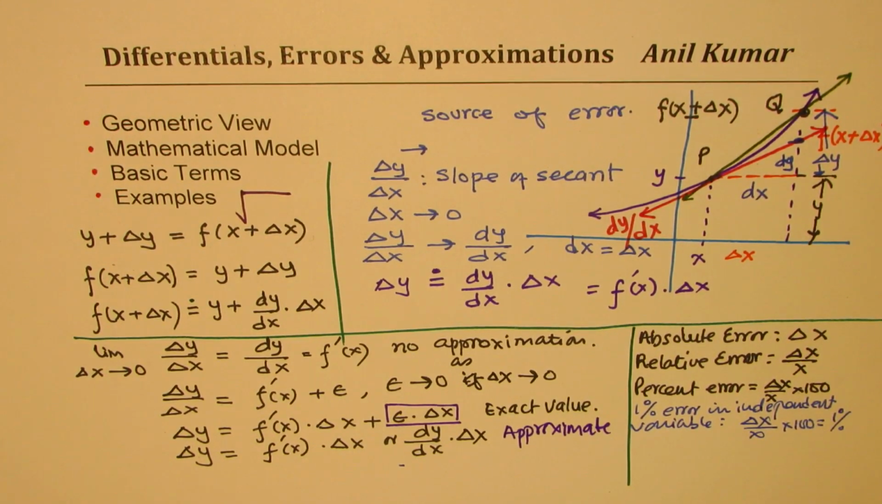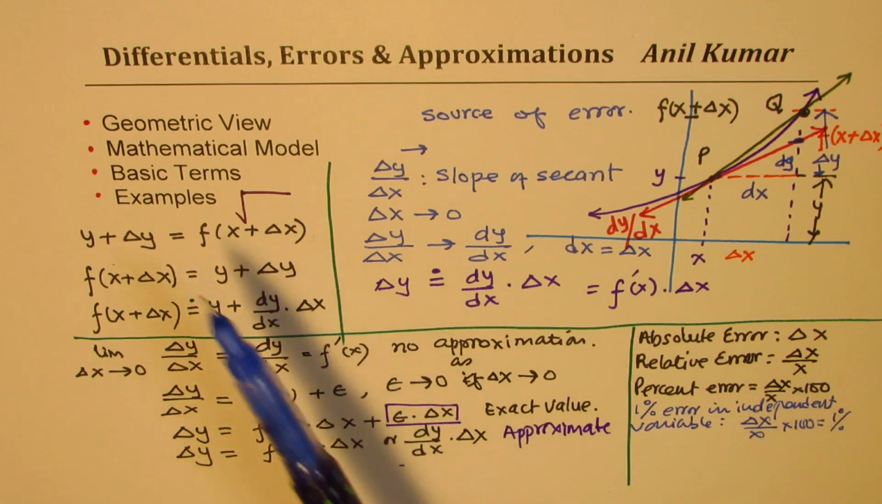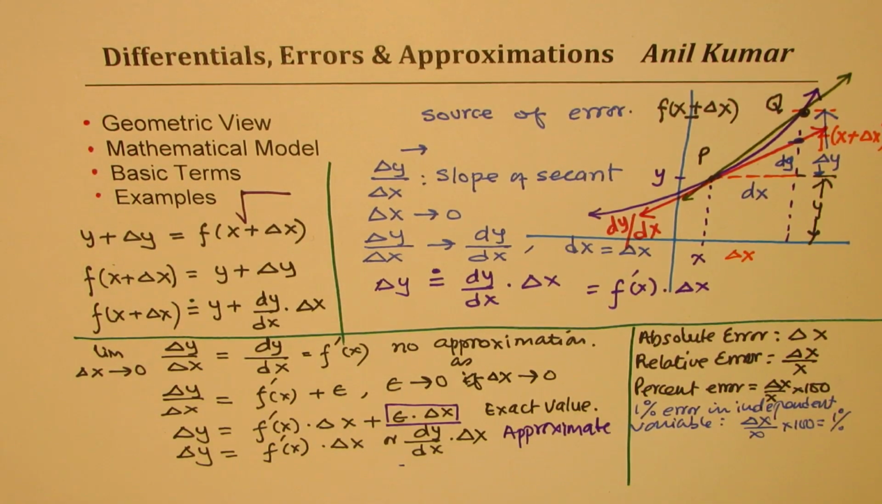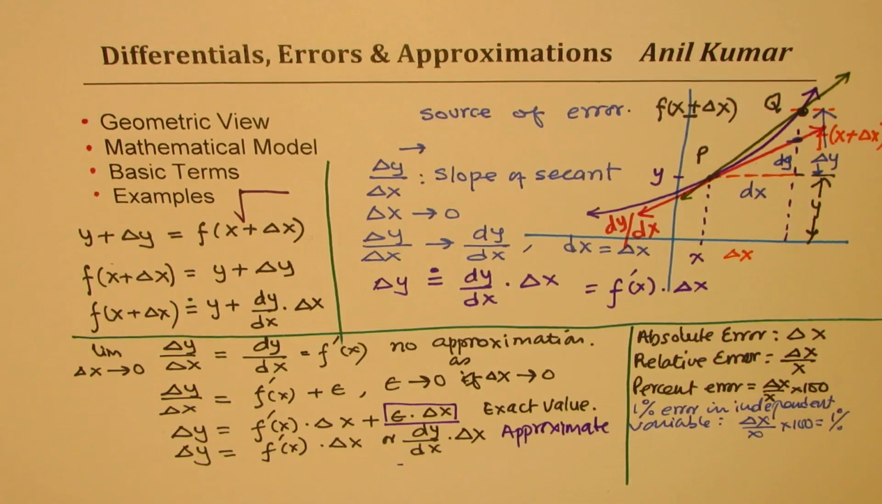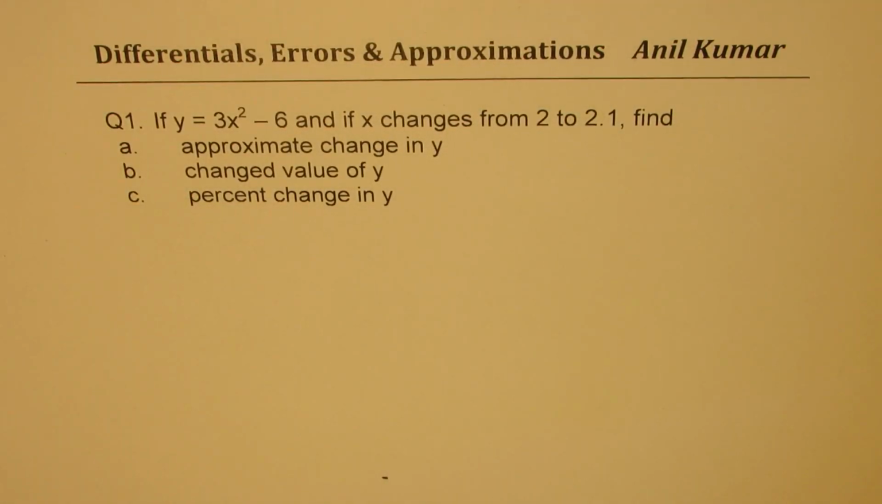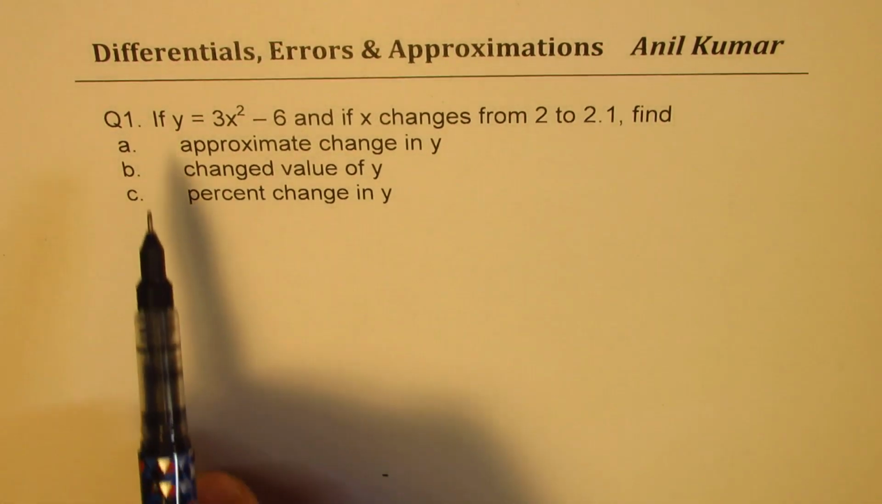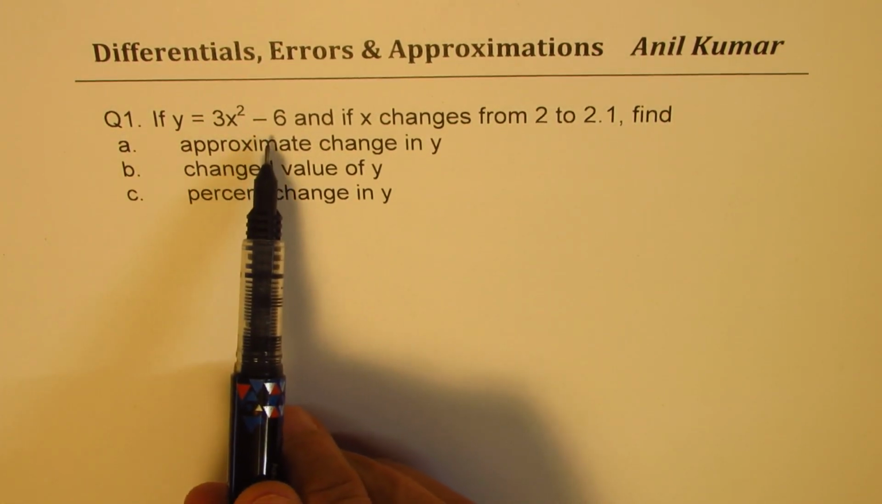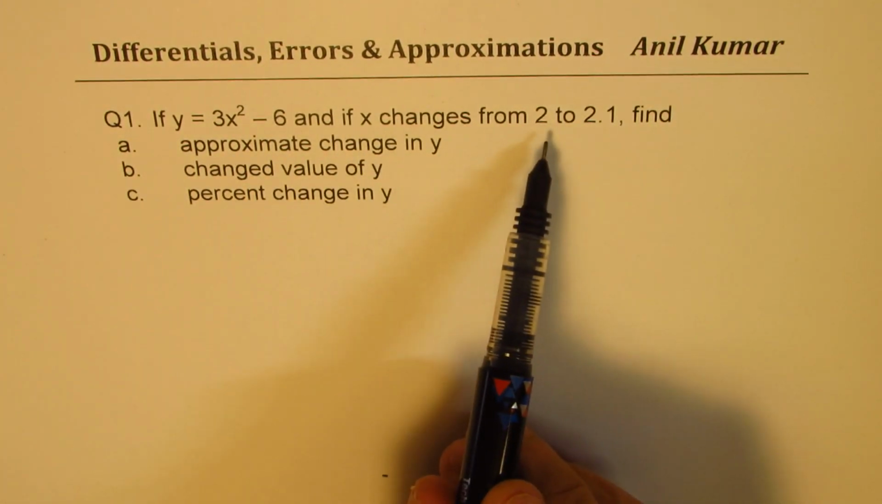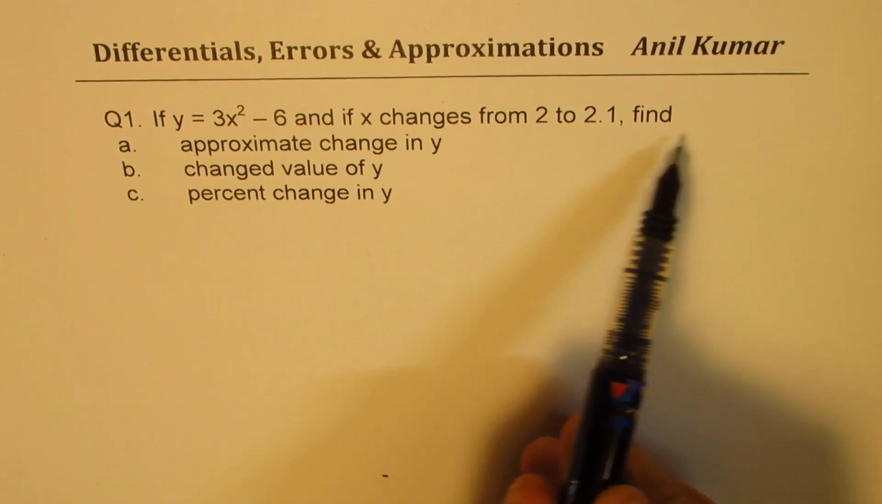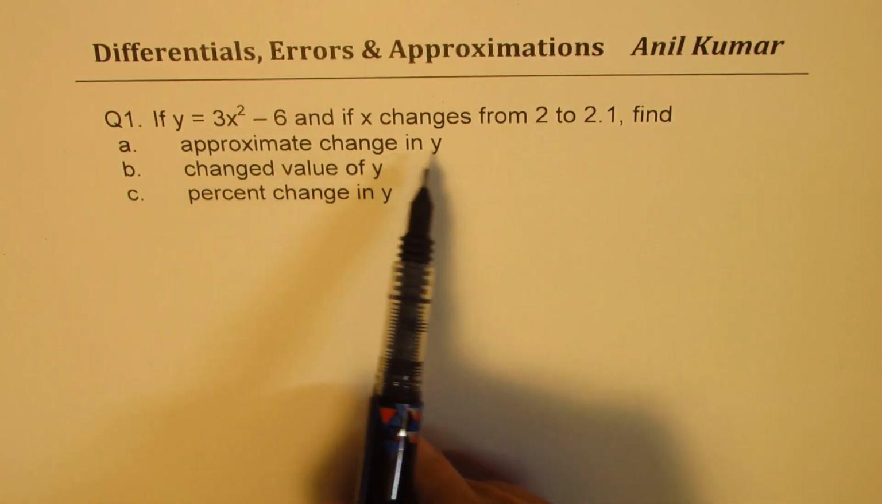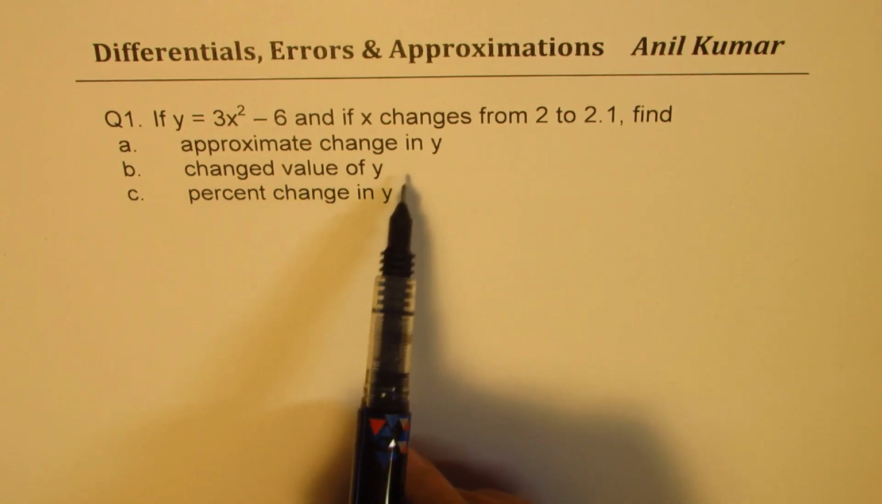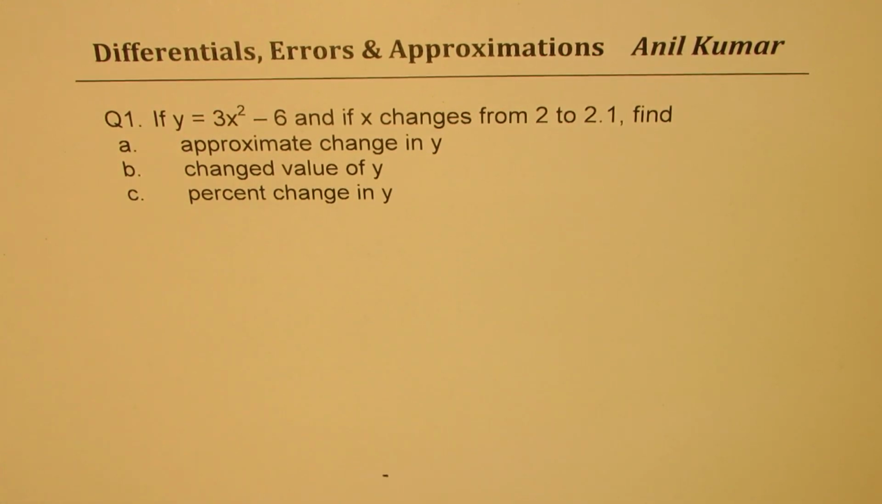Perfect. So I hope you got a gist of the mathematical terms. And now let's take a few examples that will help you to understand the whole concept. So the question for us is question number 1. If y equals 3x squared minus 6 and if x changes from 2 to 2.1, find the approximate change in y, changed value of y, and percent change in y. Right? So that's the question for you. You can pause the video and answer this question.